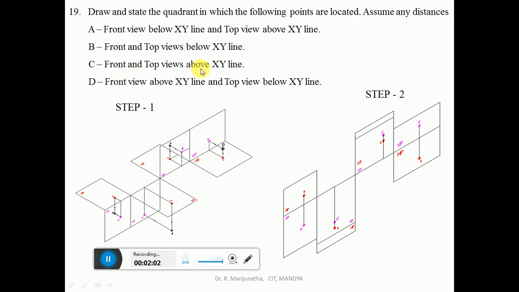And capital D, front view is above xy line and the top view is below xy line. So obviously VP is above xy line and HP is below xy line. So that means HP is rotated down, so that you will get it in first quadrant.